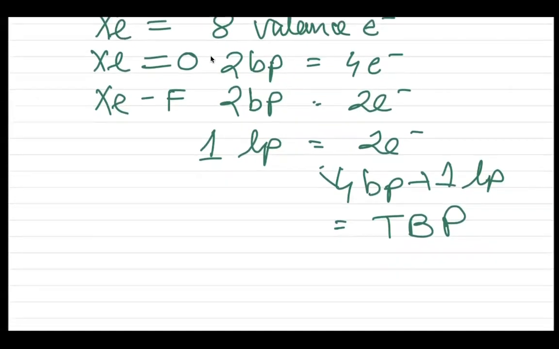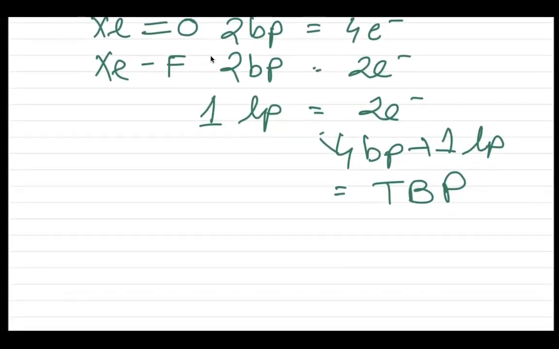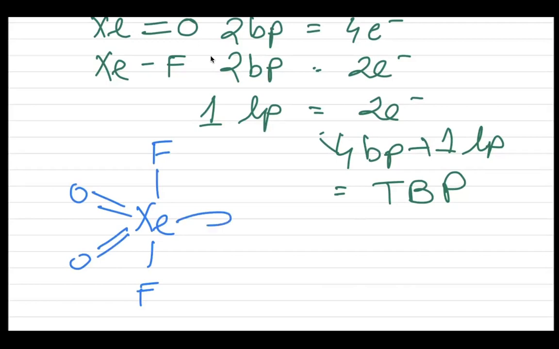Now what will be the shape of the molecule? It will be xenon with fluorines, and it has a seesaw structure. Yes, understood?